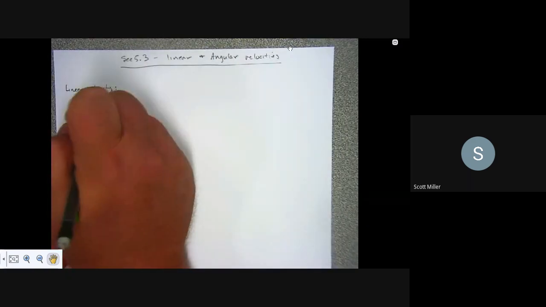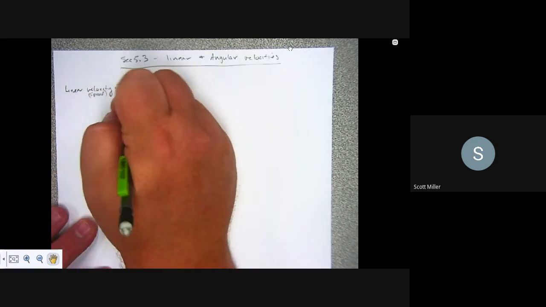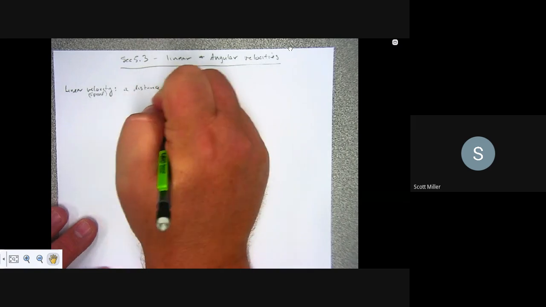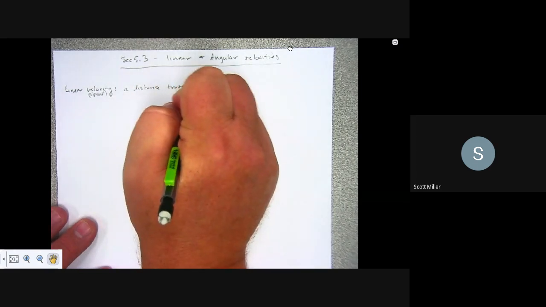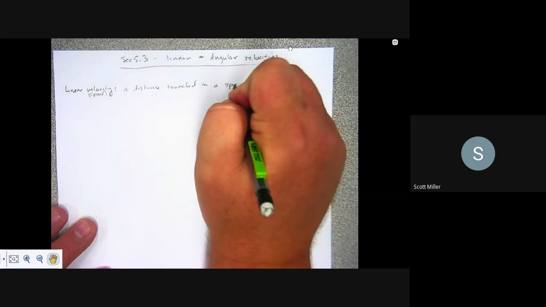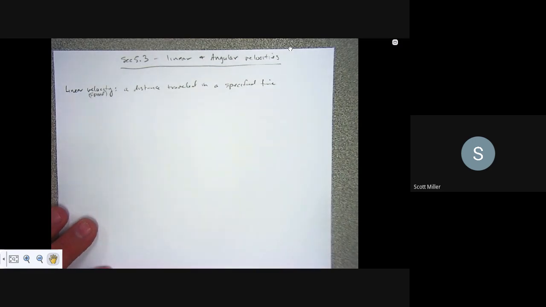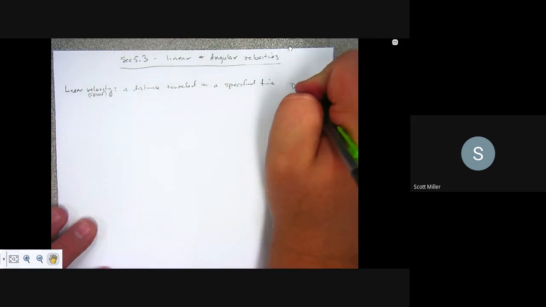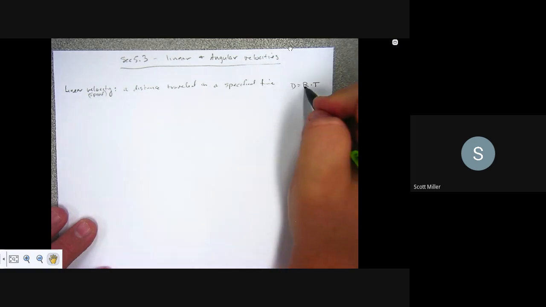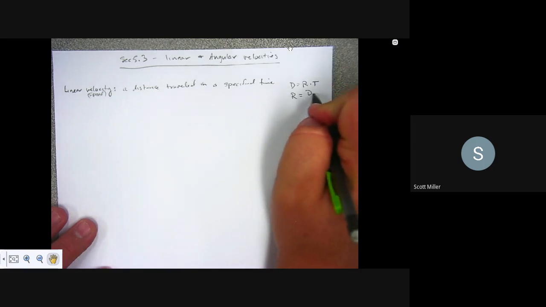Linear velocity, or speed, is a distance that you travel in a specified time. You learned this back in grade school, usually with the formula, the distance equals the rate times the time, the rate being the linear speed or velocity, okay? So your rate would be the distance divided by time. You learned that in grade school, okay?